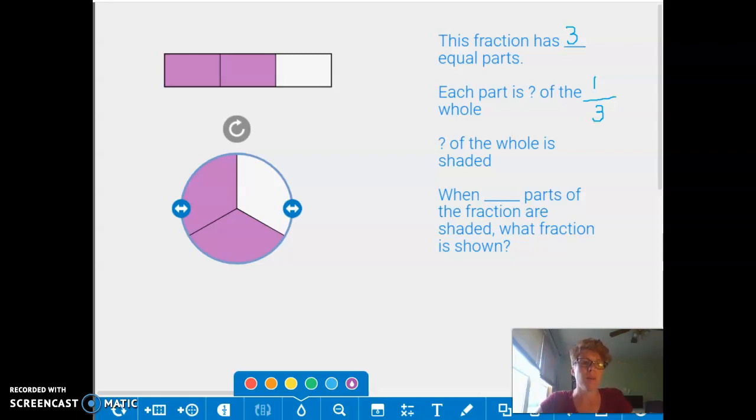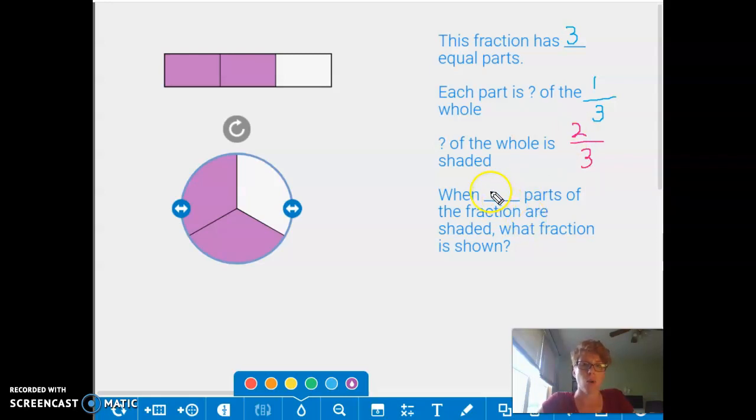So this is where we need to answer the next question. It says, how much of the whole is shaded? Or what fraction will represent that? Well, we know our denominator is what? 3. How many have I shaded in? How many parts are we considering out of the 3? 2. So 2/3, 2 out of 3, or 2/3 of the whole is shaded in.